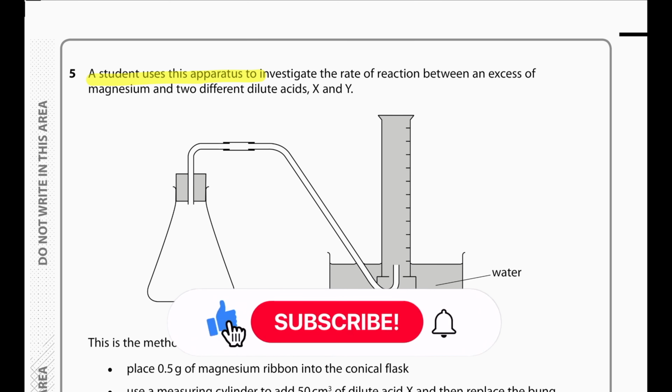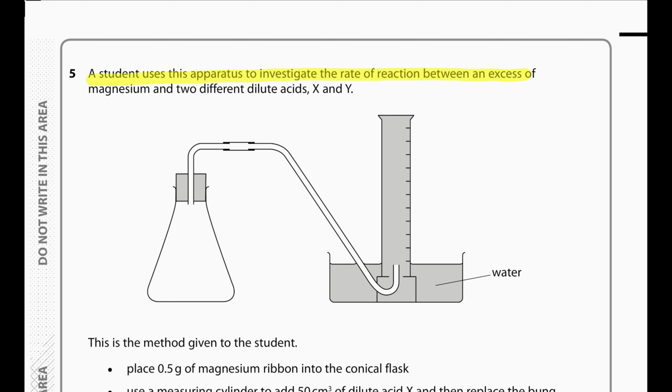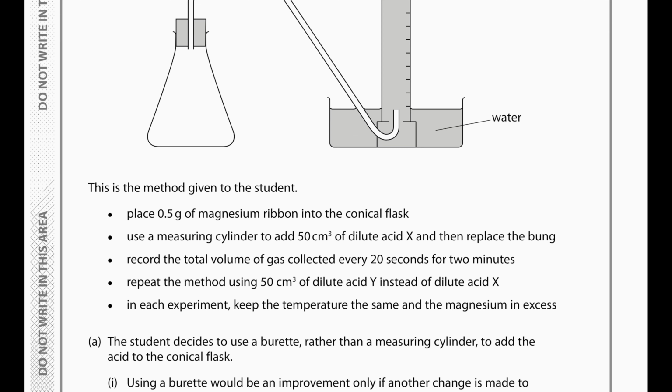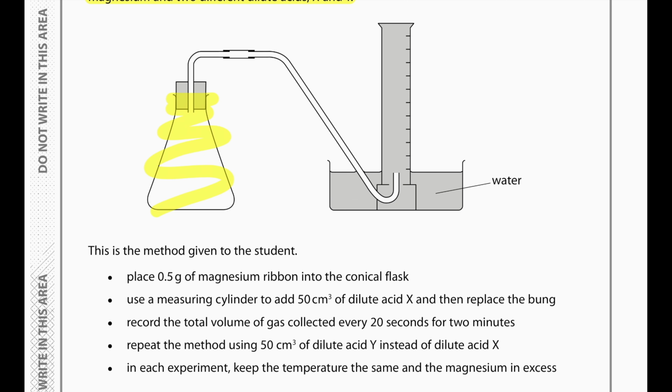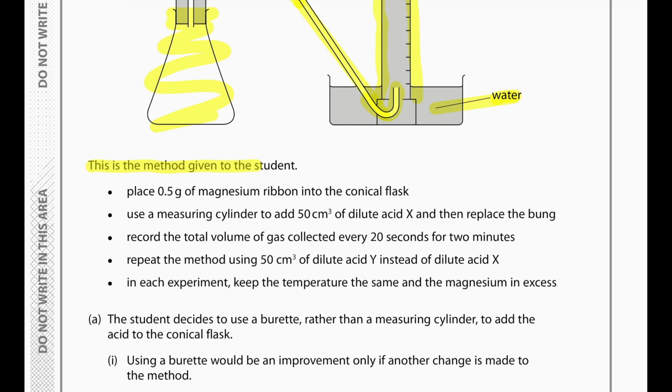A student uses this apparatus to investigate the rate of reaction between an excess of magnesium and two different dilute acids, X and Y. So the student uses a conical flask which is connected with a delivery system, and we can see collection over water is done using an inverted measuring cylinder. We have water in a trough. This is the method given to the student.